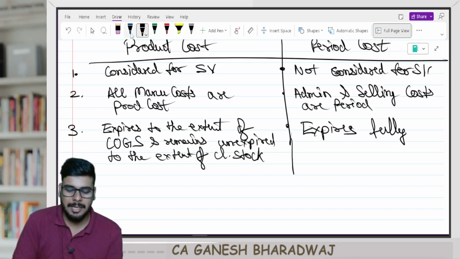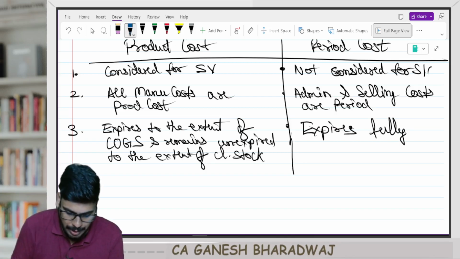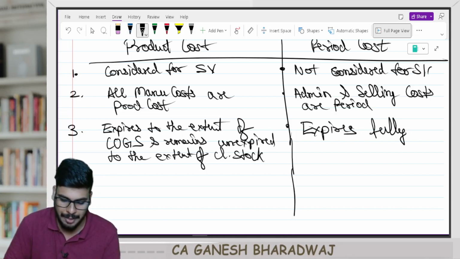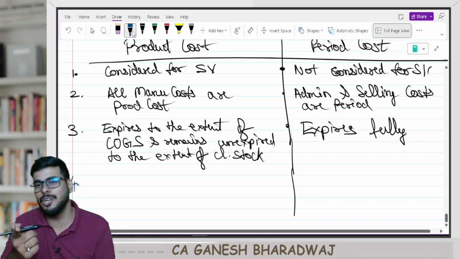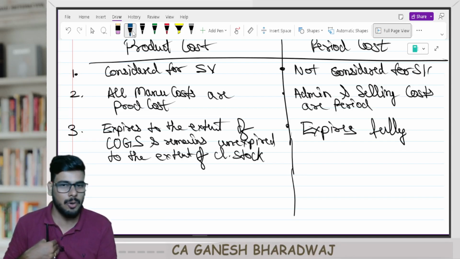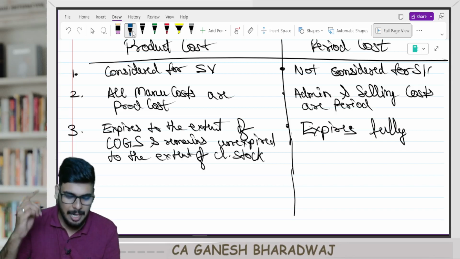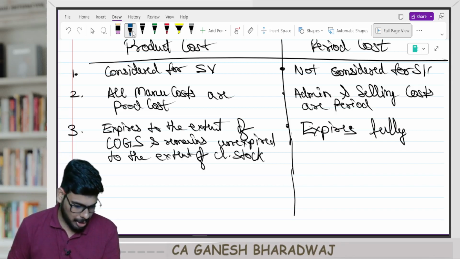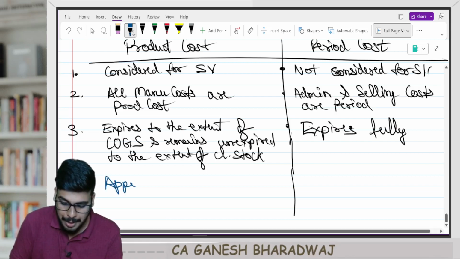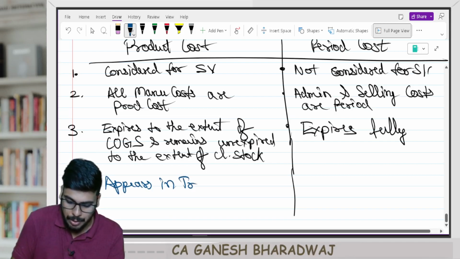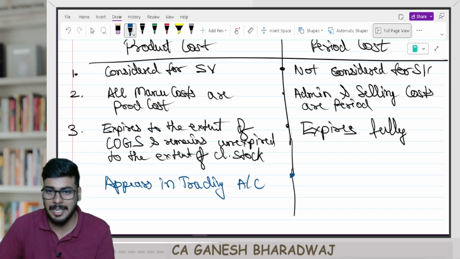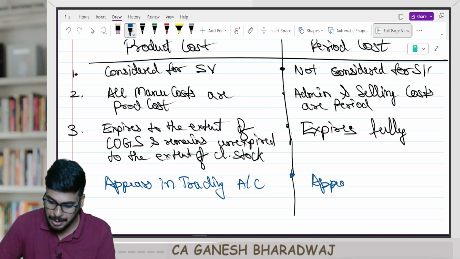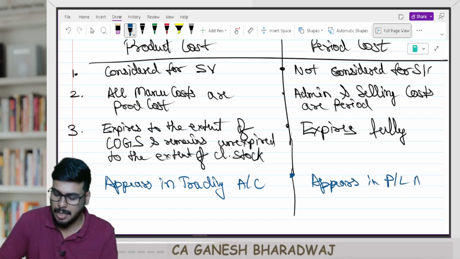Right? Last point alone, write it in blue ink, because this should not be written in the exam. This is only for your understanding. I told you that there is no such thing called trading and P&L account in our subject. Product cost, where does it appear? Write down in blue ink: appears in trading account. How about period cost? Where does it appear? Appears in P&L account. Are you clear with this?